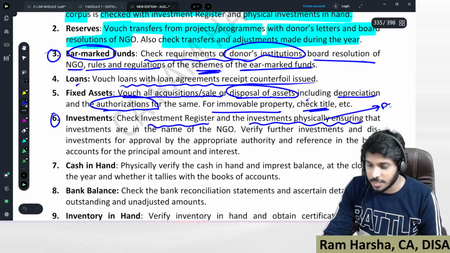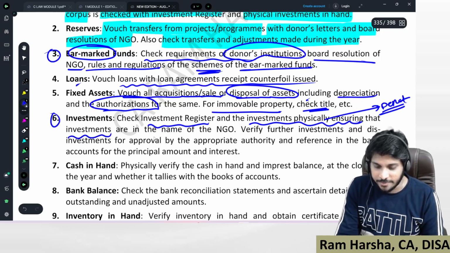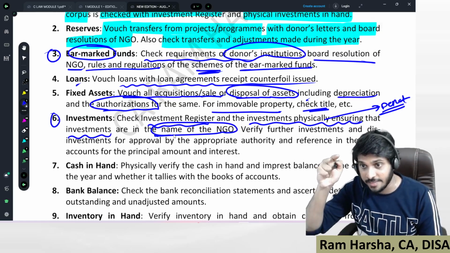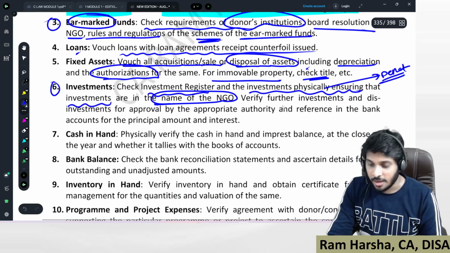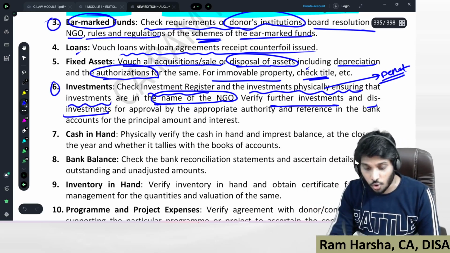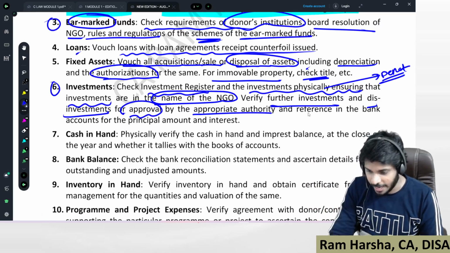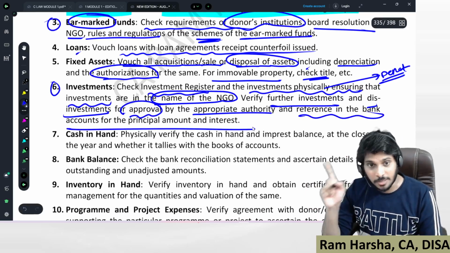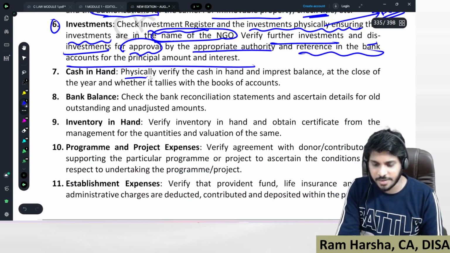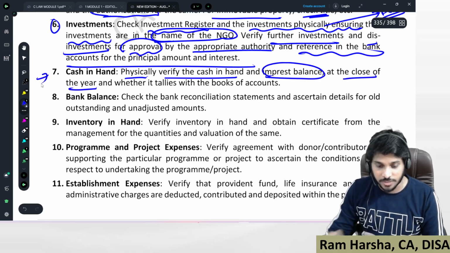Now physically it will not be there because most of the investments are in demat form. Ensure that investments are in the name of the NGO. Every investment made by an NGO shall be in the name of the NGO. Verify further investments. If any additional investments were made, or disinvestments, any investments sold, check whether it was done with approval by the proper competent authority, and the reference in the bank account for the principal amount and interest shall be checked. And physically verify cash in hand and imprest balance at the closure of the year. The auditor has to physically verify.